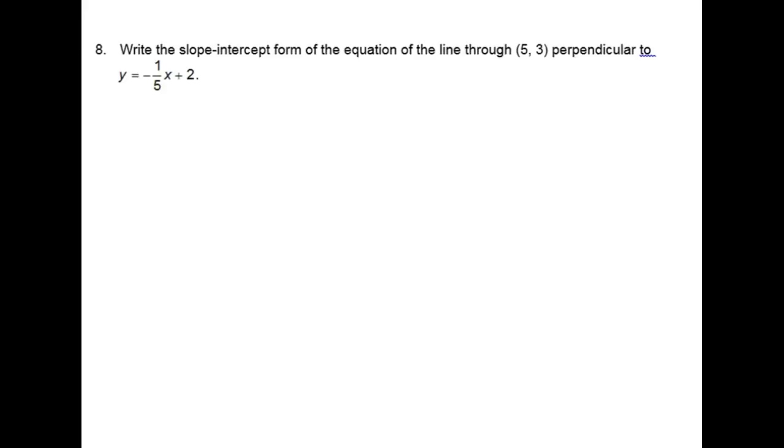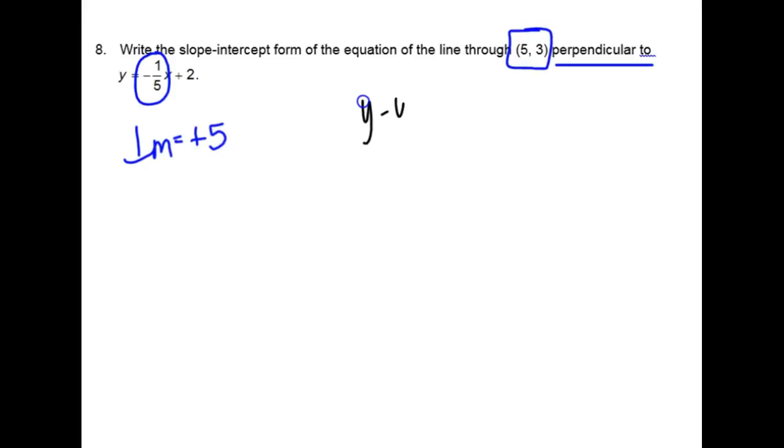Number 8: find the slope-intercept form of the equation that goes through that point and is perpendicular to this line. Perpendicular, remember, means that your slope is the opposite reciprocal. So you're going to have a slope of positive 5 over 1, or positive 5, going through the ordered pair 5, 3. For most of us, we learned point-slope form, again a formula you're going to have to memorize, or have memorized.